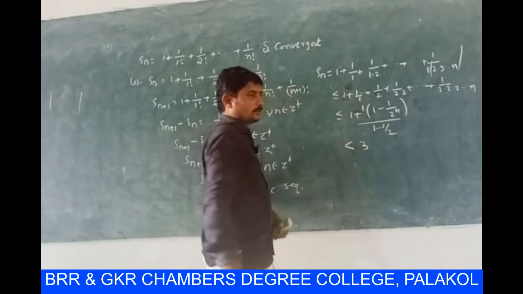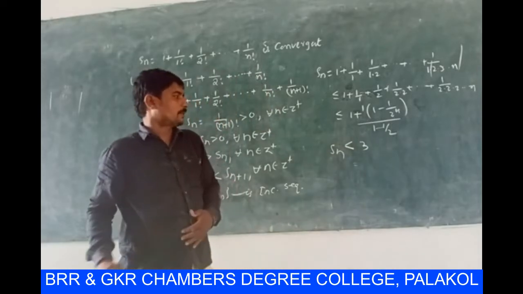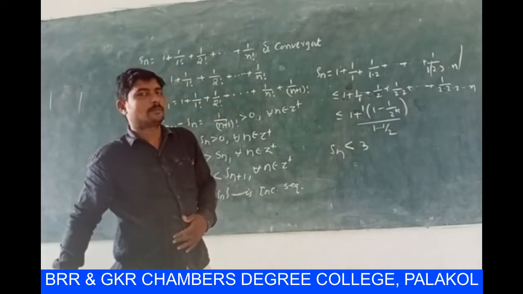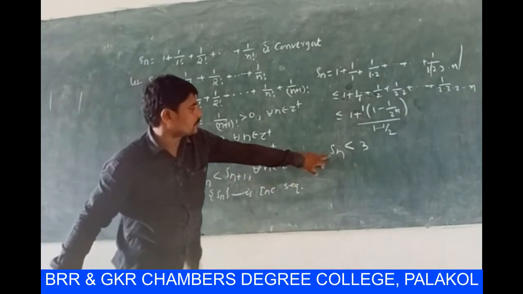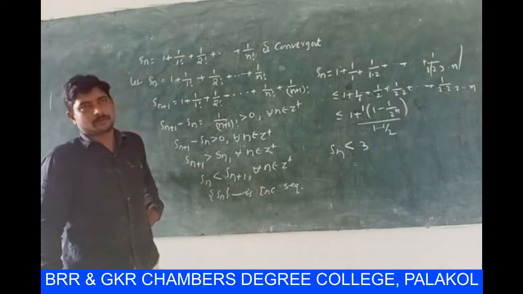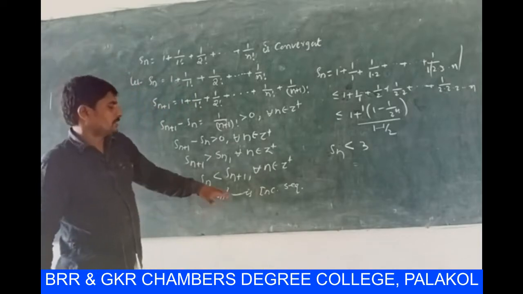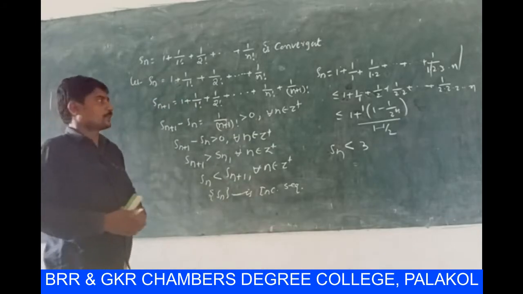That is less than 3. Means Sn is less than 3 for all n belongs to Z plus, so it is bounded above by 3. Means the sequence Sn is bounded above. It is an increasing sequence and it is bounded above. So, if it is an increasing sequence and bounded above, we say that the sequence is convergent.